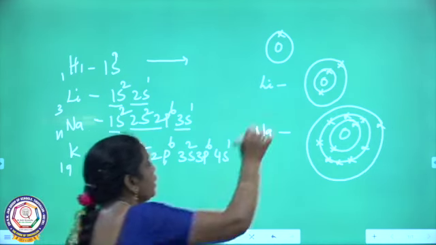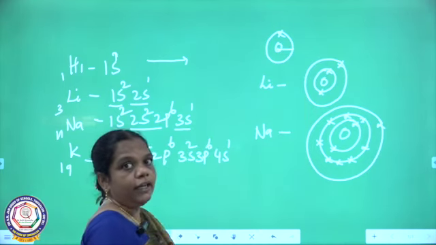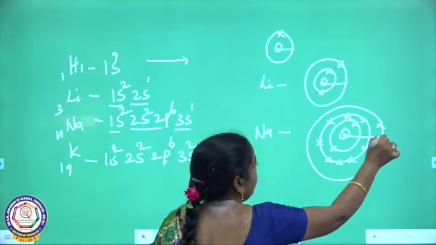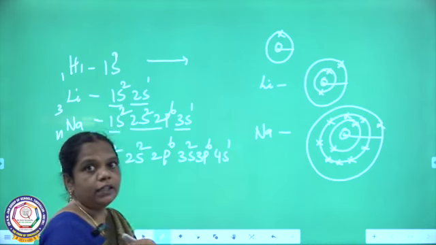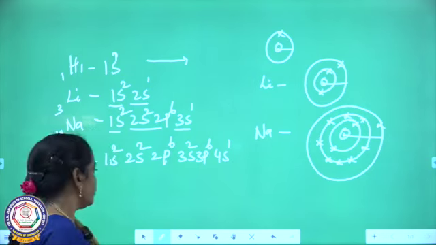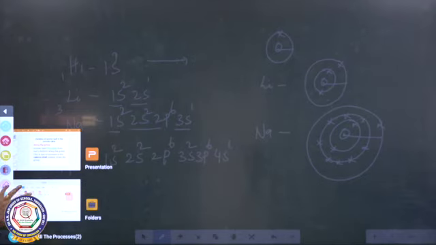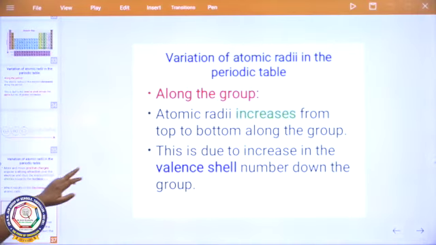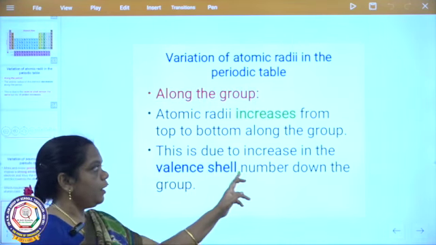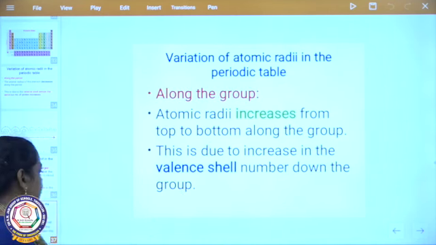Now, you can see the distance between the center of the nucleus and the outermost shell containing the valence electron. What is increasing here? The number of valence shells increases, so the size of the atom increases. This is due to the increase in valence shell number down the group, so the size of an atom increases.